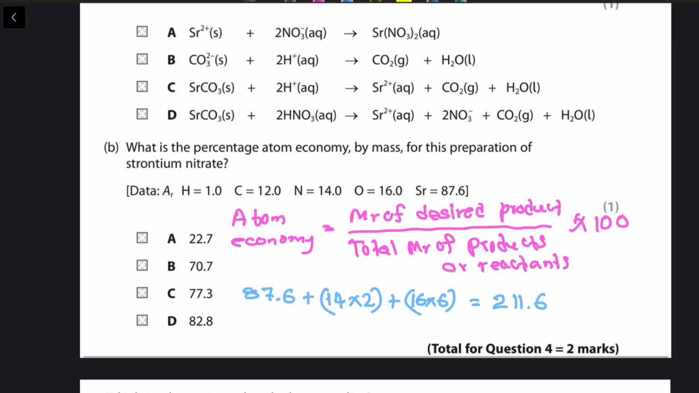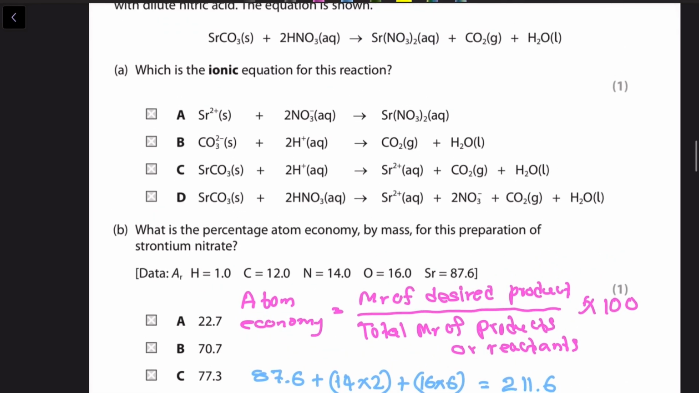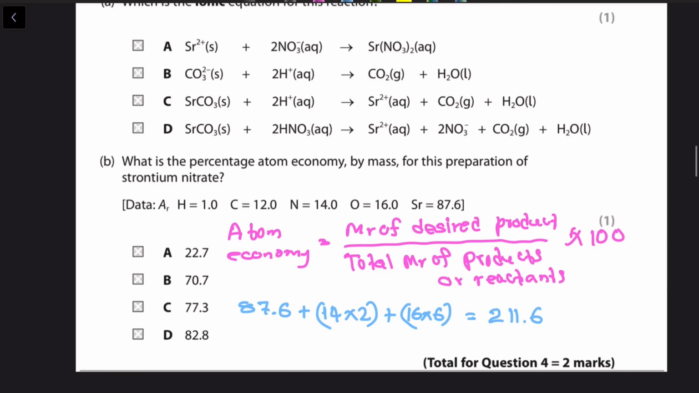There are two more products, carbon dioxide and H2O. The relative molecular mass of carbon dioxide is 12 plus 16 times 2, which is 44. The relative formula mass of water is 1 times 2 plus 16, which is 18.